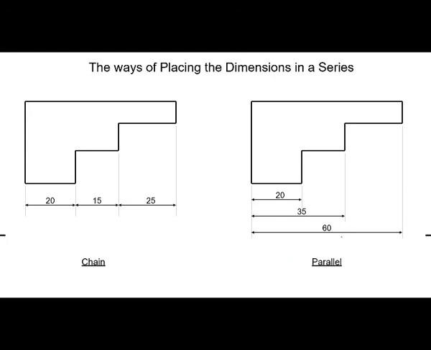The ways of placing the dimension in a series. This is called chain, this is called parallel. What is the difference between these two? See, this is the figure object. From here to here it is 20, from here to here it is 15, and from here to here it is 25. So this is divided and all are mentioned separately: 20, 15, 25. But here it shows 20, and from here to here it shows 35, which means 35 minus 20 is 15, that's why it is 15 from here to here, and from here to here it is 60. So this is the way of mentioning the dimension. This kind of dimensioning is called chain, and this kind is called parallel.